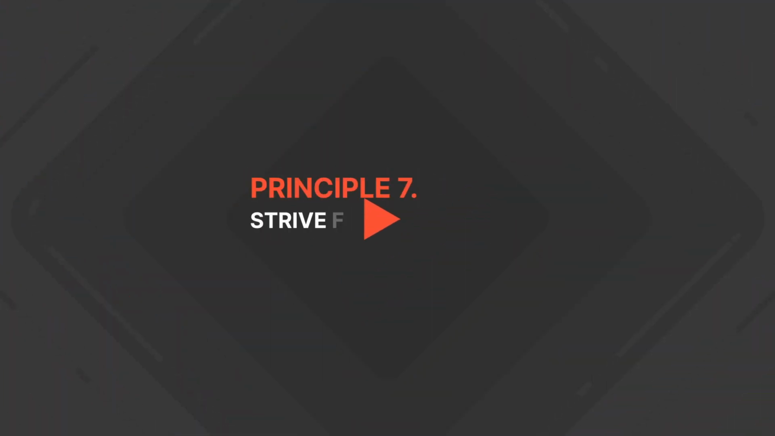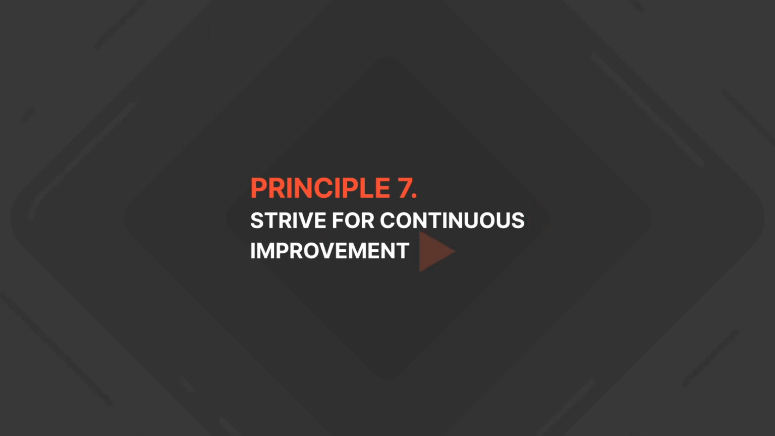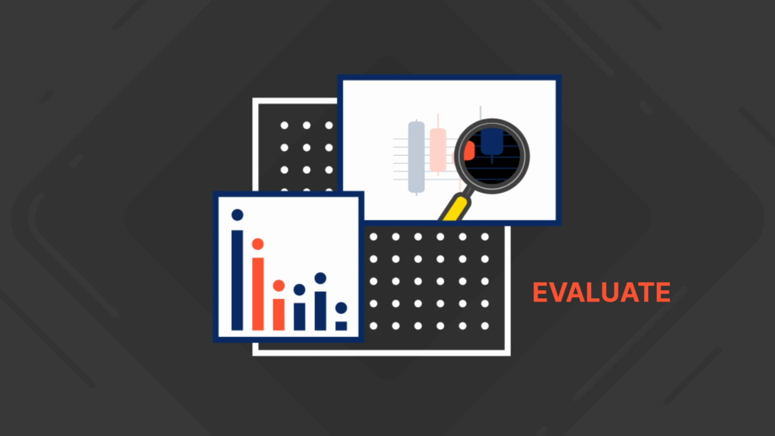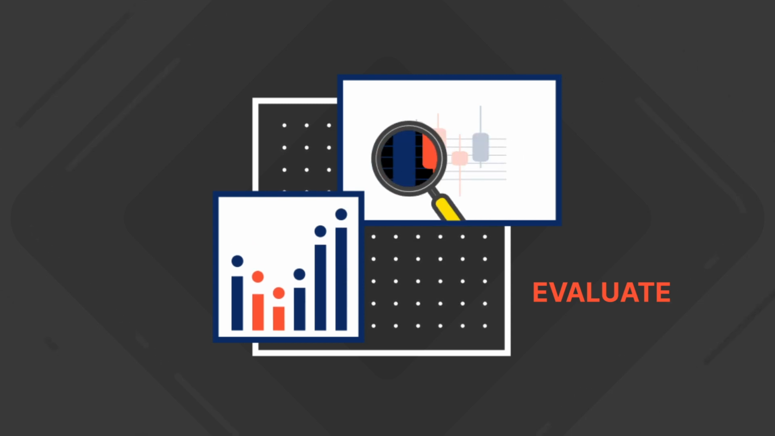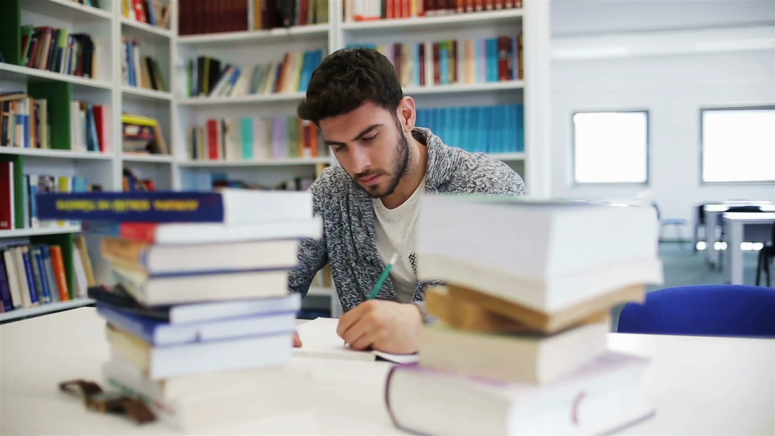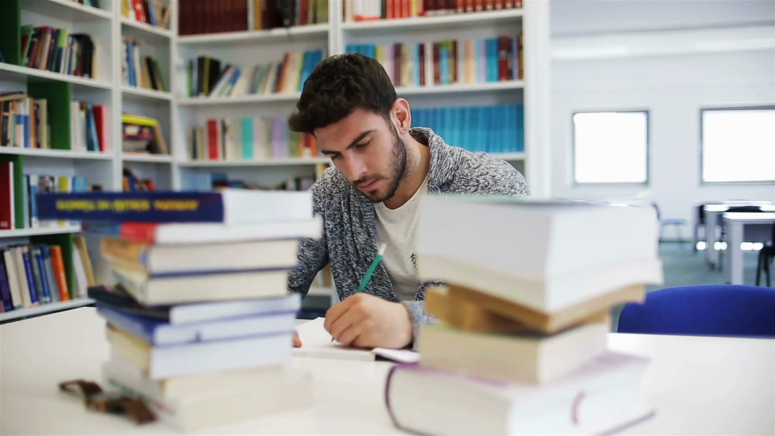Principle 7. Strive for continuous improvement. After completing a project, evaluate how your risk management plan performed and whether there was potential for improvement. Always seek to adapt your risk management and use what you've learned in your next project.